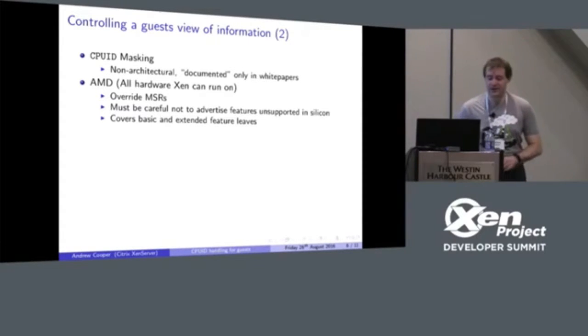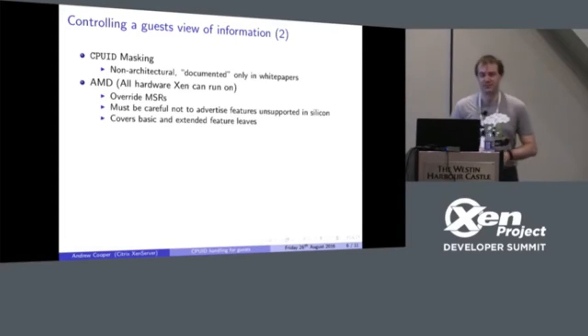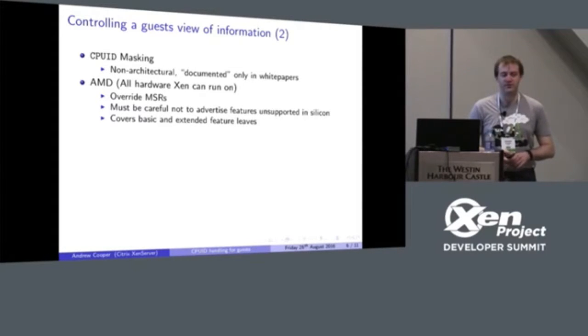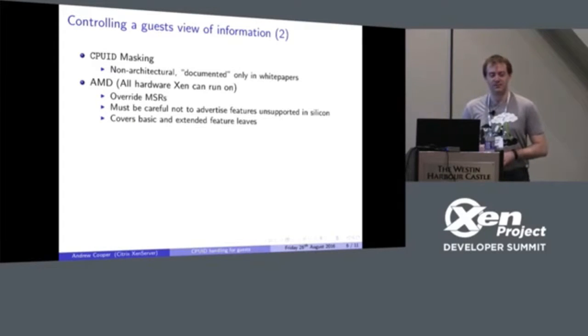On AMD hardware, it's implemented in terms of override MSRs, so we can directly control the exact information reported back from a CPUID call to the entity running CPUID. One thing you have to be careful of is not attempting to advertise features that the silicon doesn't support. So there's a few hoops to jump through there. On the other hand, it does mean you can set the hypervisor bit for PV guests, which I believe Jürgen had some fun with recently.